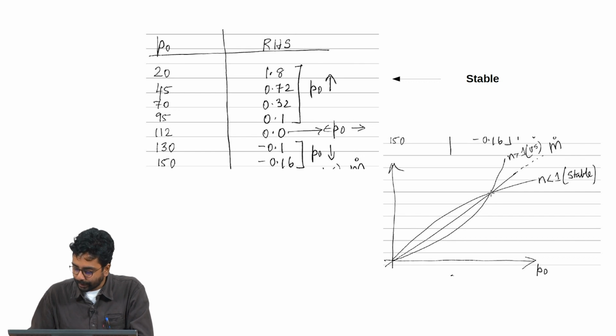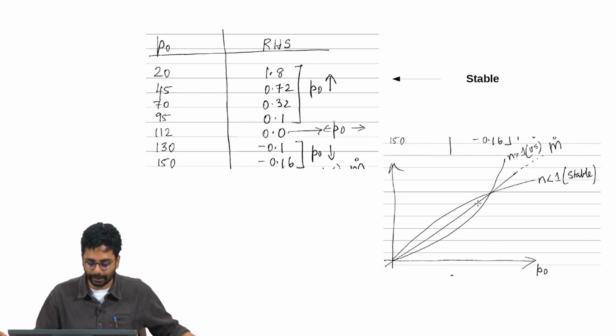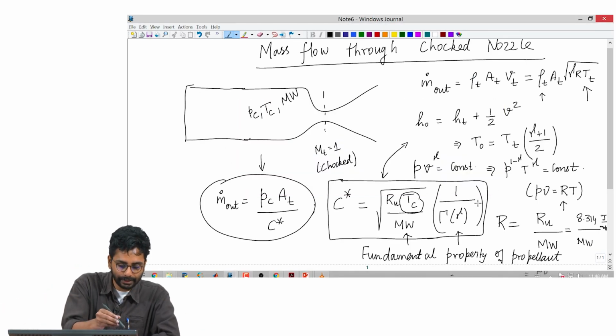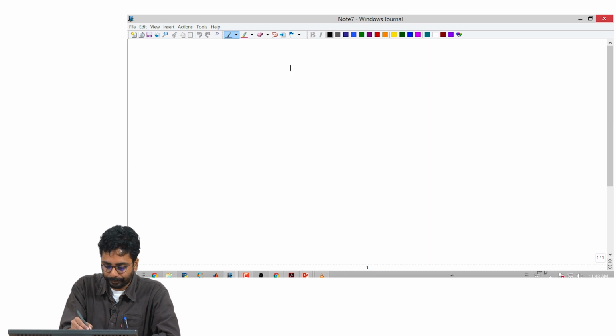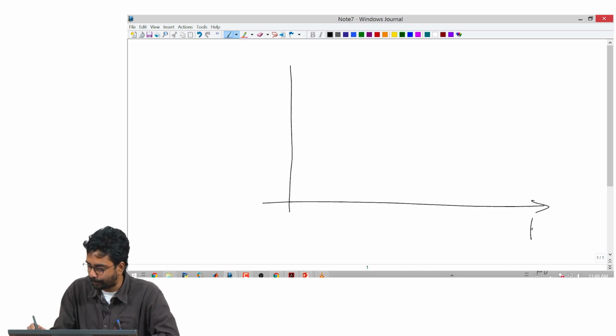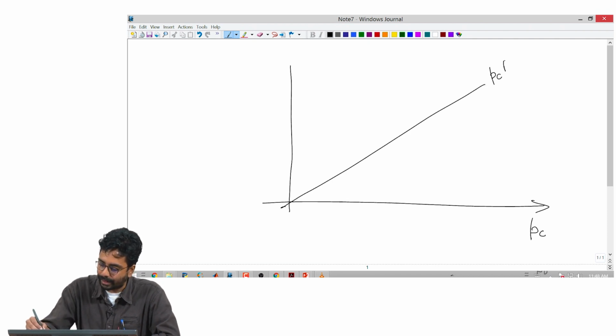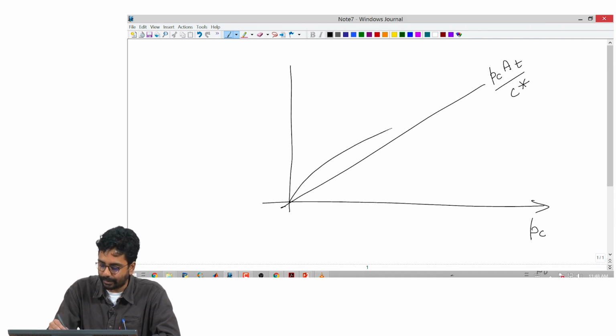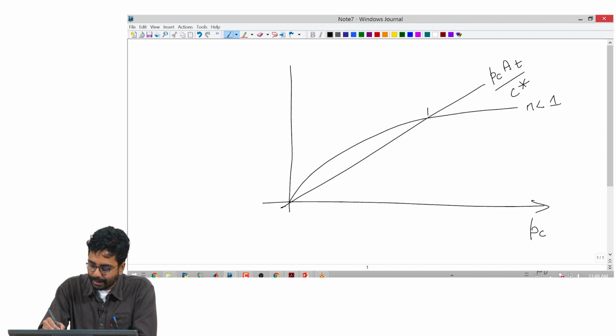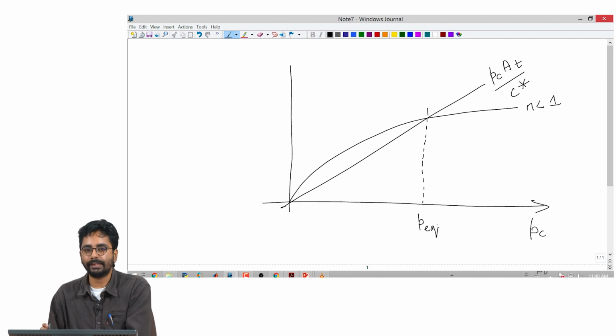Now, if you are at the equilibrium point for this case, let us say there is some perturbation that brings down the pressure. I think I better explain this in some detail. What I am talking about is, this is the chamber pressure, this is Pc At by C star. When n is less than 1, the mass burn rate of the propellant behaves like this. This is the equilibrium point.